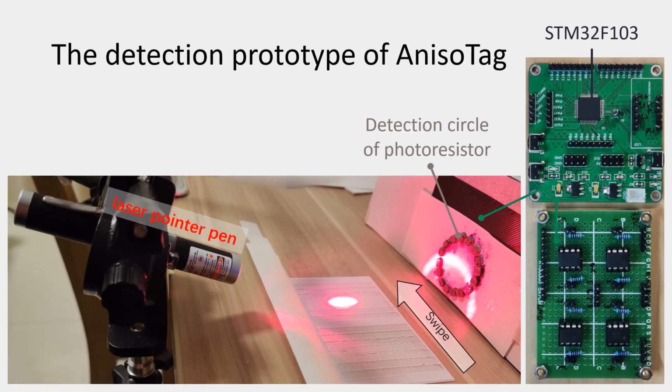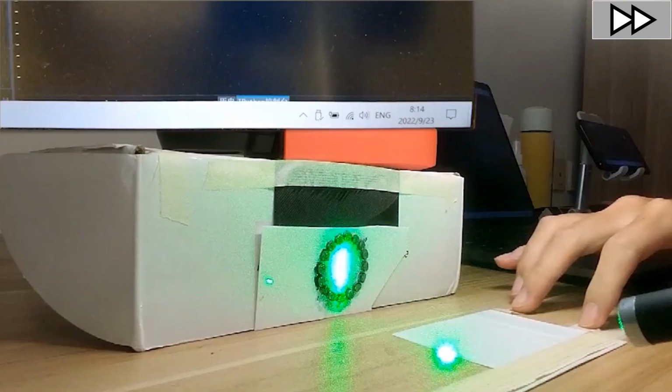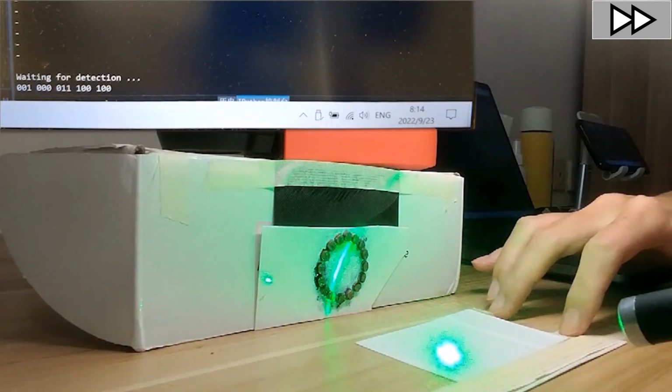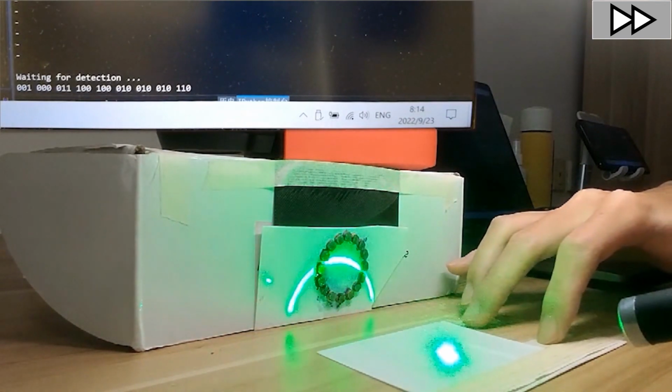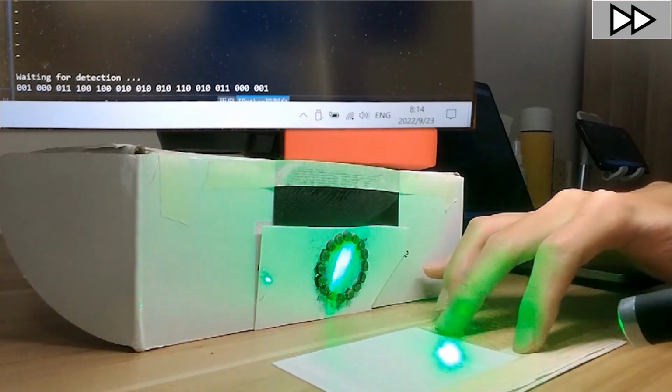This is the proposed detection prototype of AnisoTag. The light source is a laser pointer pen. The detection circle of photoresistors detects the illumination pattern reflected by AnisoTag and converts the light intensity to a voltage value, which would be transmitted by circuit to a PC to decode the data. After AnisoTag is swiped from one side to another, we could extract the data embedded in it.